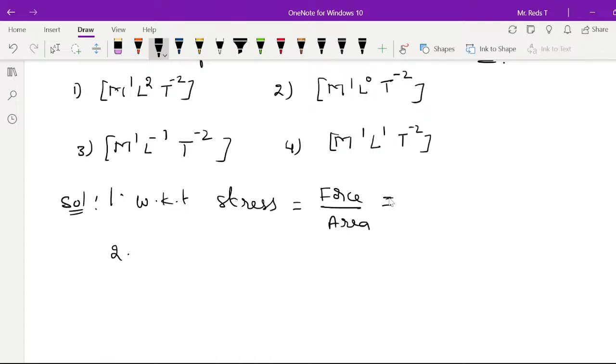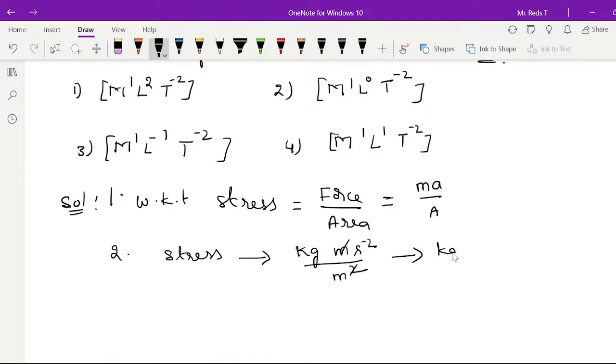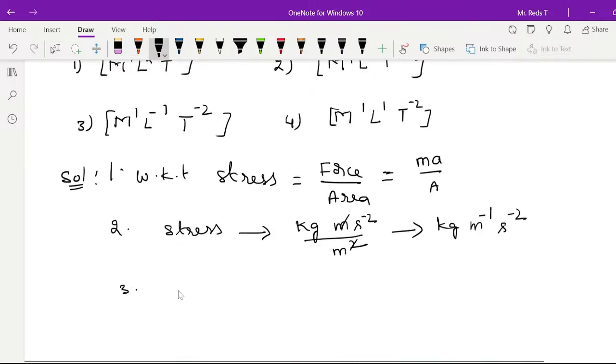For that purpose, write the formula for force. Force is nothing but m into a by area. You can take capital A. Now the stress units can be expressed as unit of mass, as force is mass into acceleration. Unit of mass is kg, acceleration is meter per second square by area. Area unit should be meter square. So if you simplify this, meter gets cancelled, then you can write it as kg per meter per second square. So in terms of MLT, then finally you can write the dimensions.